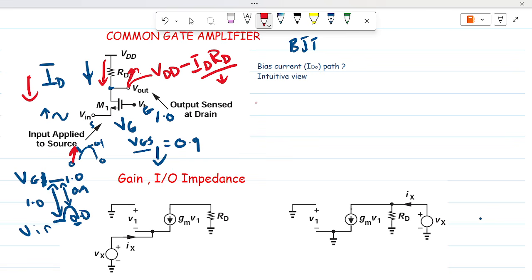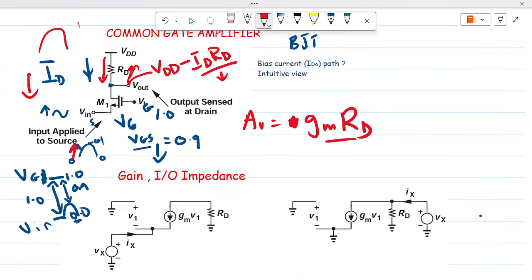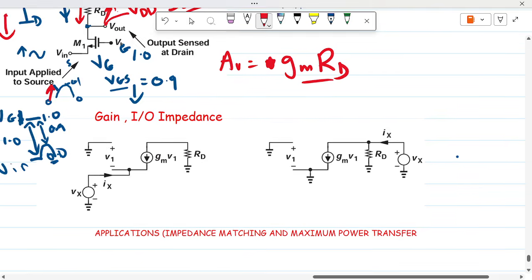Unlike the common source stage where the input signal increasing and the output signal was reducing, this is the other way around. So the gain in this common gate stage becomes Av is equal to gm RD. Sorry, no minus. The minus is for the common source stage. We are also going to prove this using the small signal model.